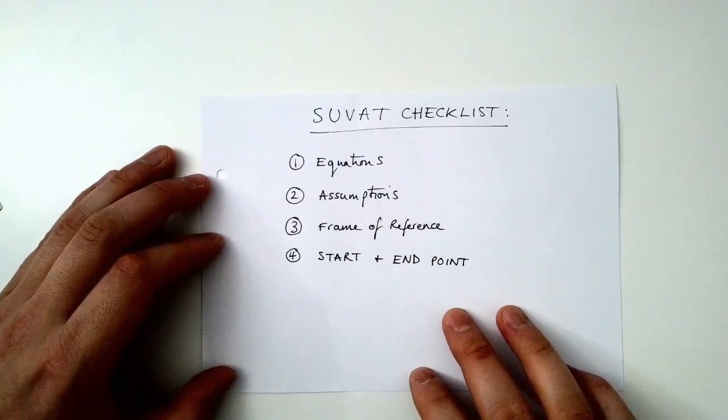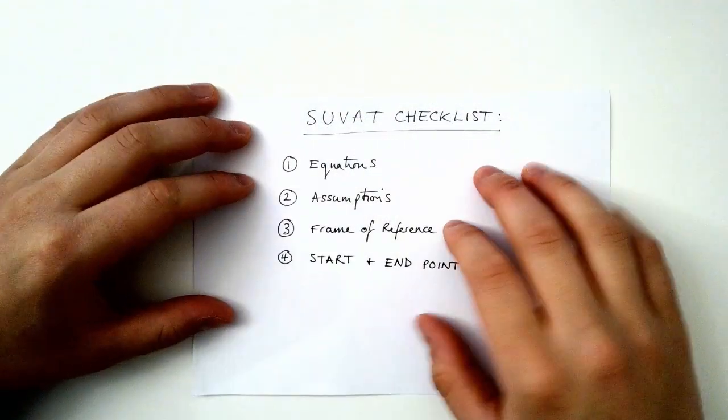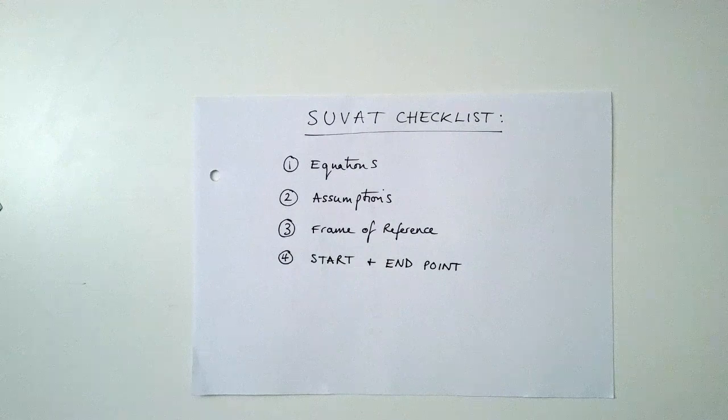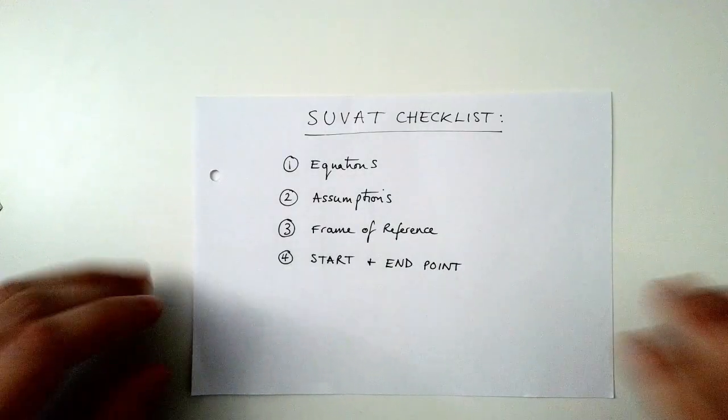So before we get on to looking at the information given to us by the exam, I want to look at our checklist for SUVAT. So these are 4 things that I always tell my students that they need to know or remember when doing SUVAT. So you obviously need to know the equations. Okay, these are them here. If you want to pause, look at them, that's them there. You should be already familiar with those.